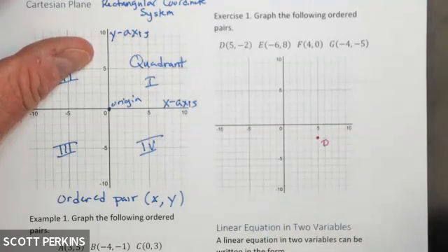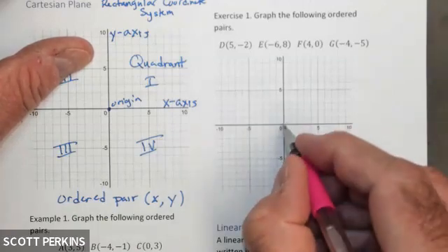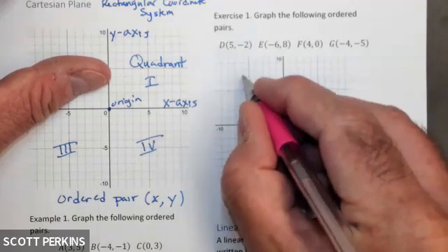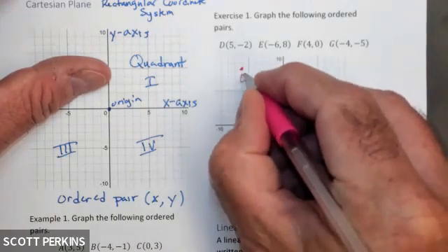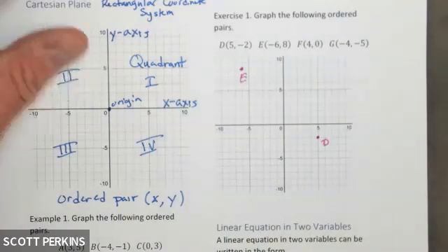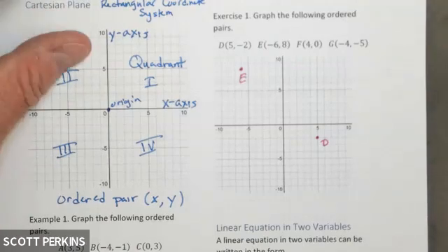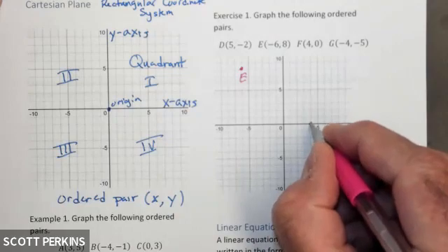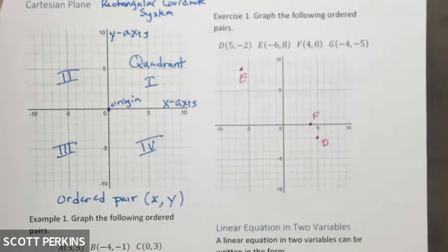It's in quadrant 4. My point E is -6 and then up 8. So that's 5, 6, 7, 8 right there. So that is point E. It's in the second quadrant. The next one, F, is 4, 0. So I go in the x direction 4, and then I don't go anywhere in the y direction. So F is on the boundary between quadrants 1 and 4.